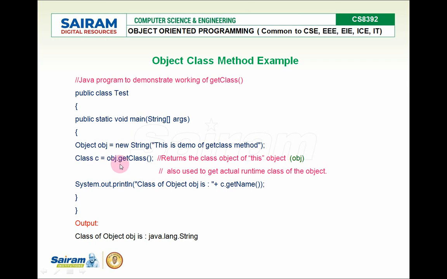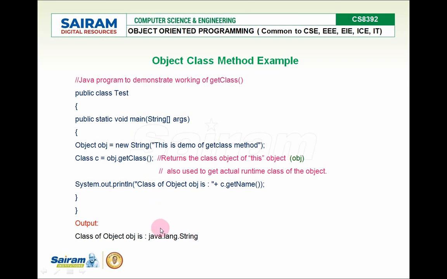So the current object class name is obj.getClass. Obj.getClass is giving the class of the current object obj, which is going to be string, right? String is a built-in class, java.lang.String. That is the output of this program.